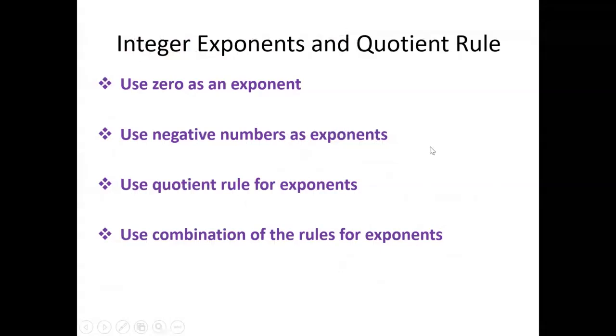In this lecture, we'll talk about integer exponents and the quotient rule. We will use 0 as an exponent. We'll use negative numbers as exponents. We'll use the quotient rule for exponents, and we'll use a combination of the rules for exponents. Let's get started.